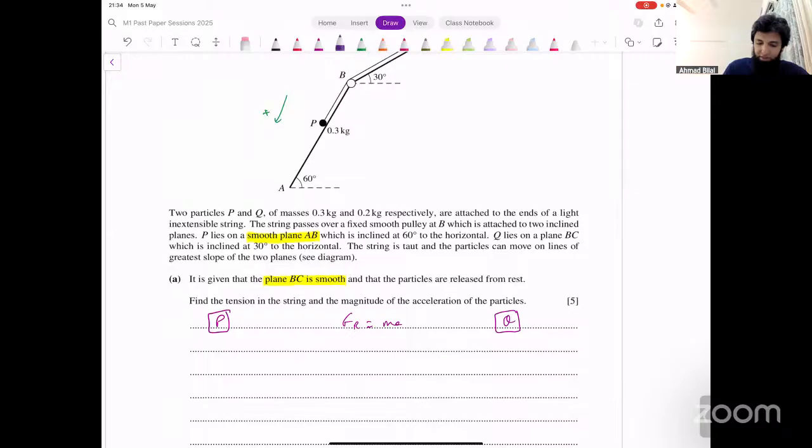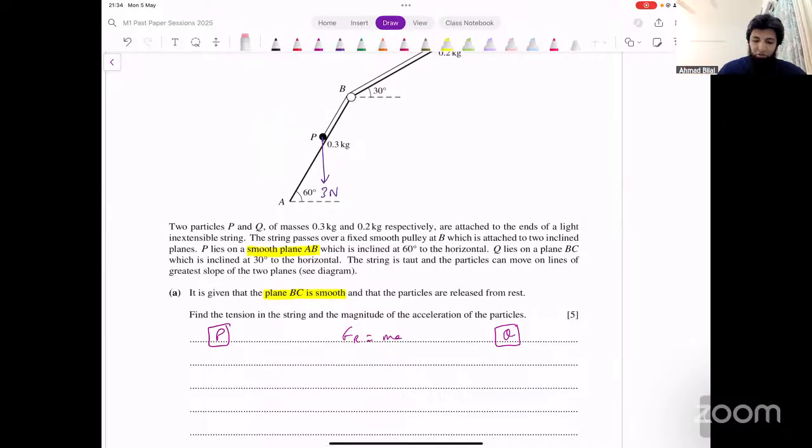So let's represent the forward direction. This is the forward direction. What are the forces that are acting? For P, we've got 3 Newton acting vertically downwards. We have reaction, although we can ignore that because the surfaces are smooth. So in smooth surfaces, we don't consider reaction. It's not required, right?